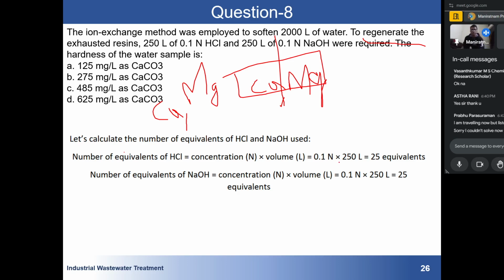I hope you are getting this concept of equivalent and all these things. There are many things which I assume that you guys know, that's why I'm not discussing them. If you have doubt in these technical terms, like what is this equivalent, what is this normality, do ask.